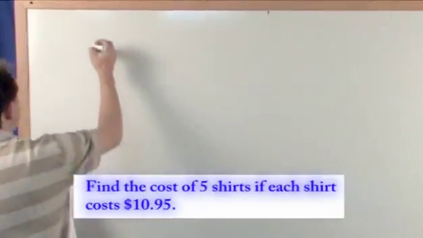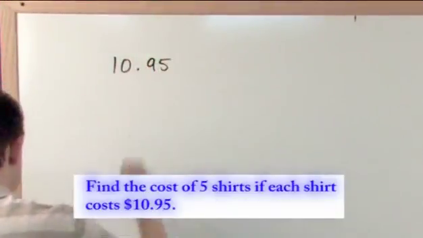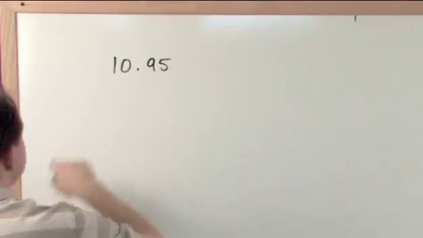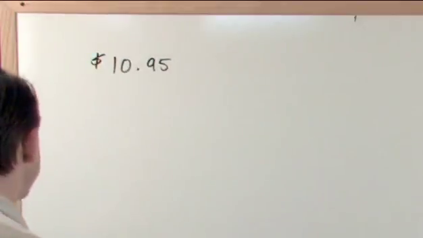So setting up your multiplication problem, let's put $10.95 up here, and we'll put our decimal point here. And this is money, so we're going to put dollars up there.